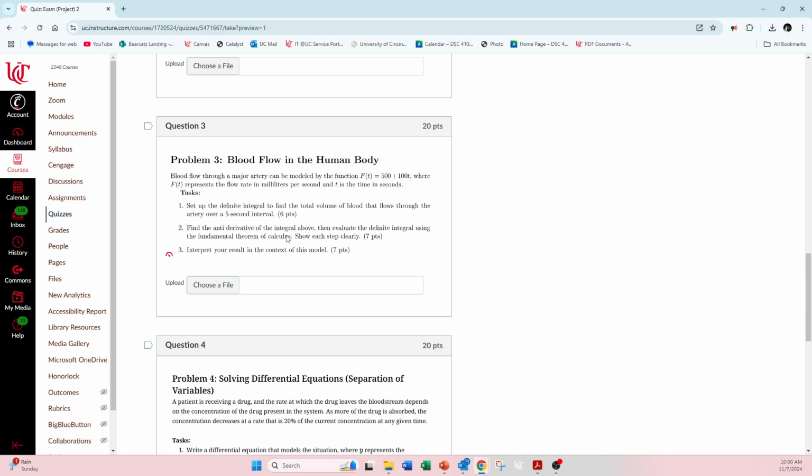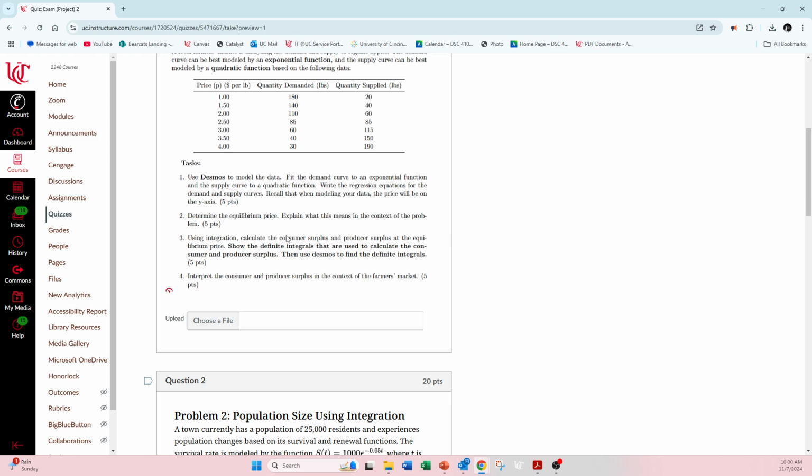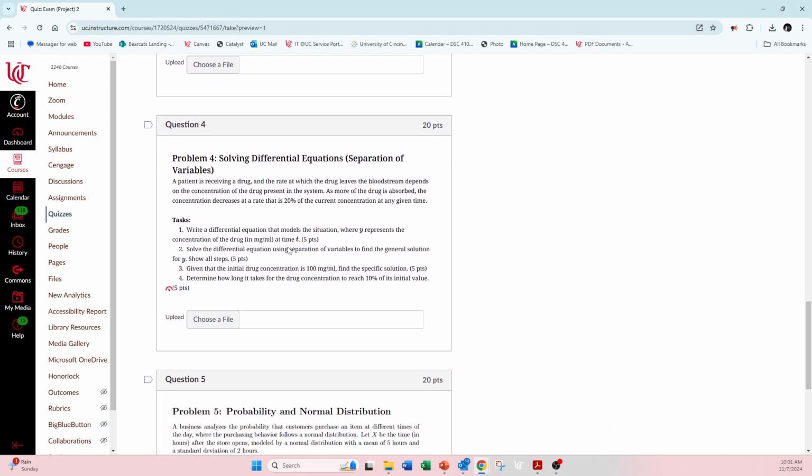Don't use Desmos Classroom on numbers 2 or 3. Please don't use Desmos to evaluate the definite integral on problem 2 or problem 3, but you are allowed to use Desmos to calculate the definite integral on problem 1. Let's take a look at problem 4.